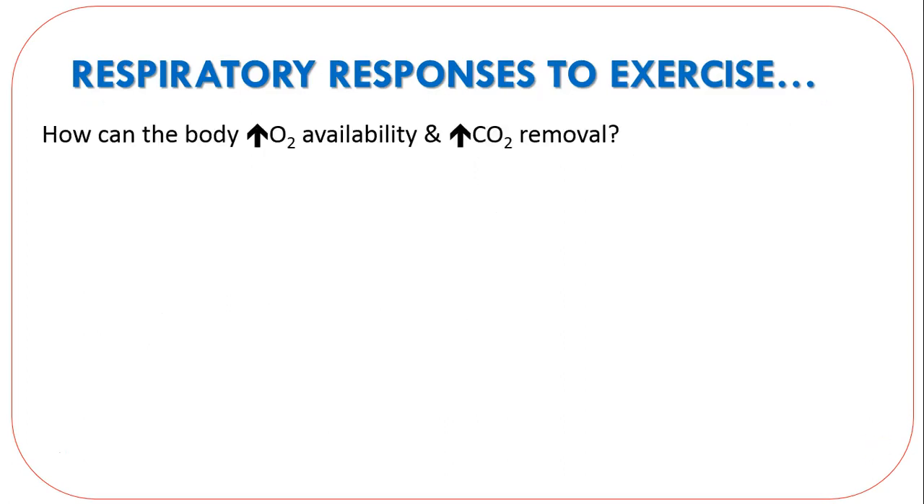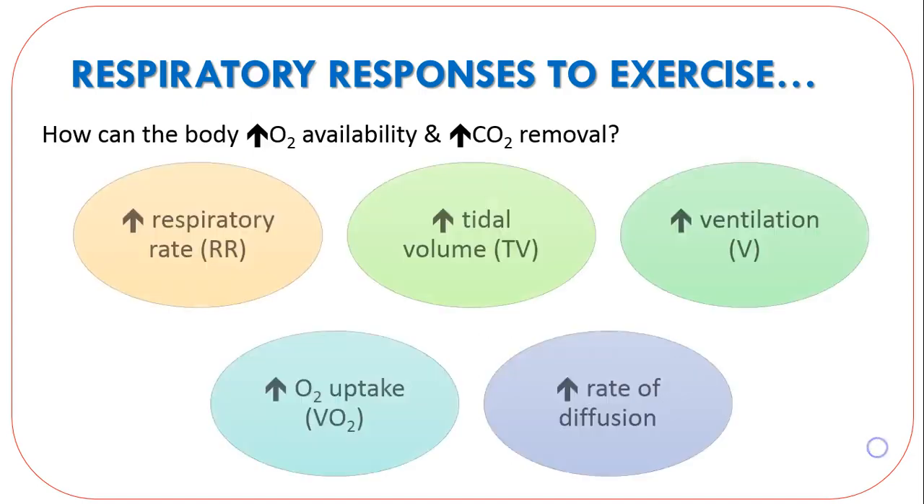Okay, so what can our body do to increase our oxygen availability and decrease our carbon dioxide removal? Things that our body can do include an increase in our respiratory rate, an increase in our tidal volume, an increase in our ventilation, an increase in our oxygen uptake, and speed up our rates of diffusion. So we're going to talk about these 5 things.